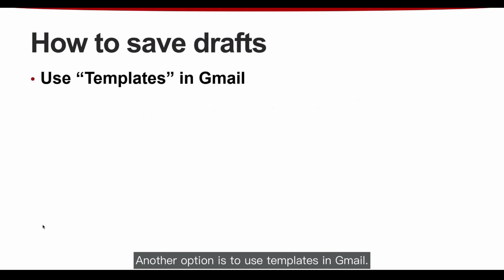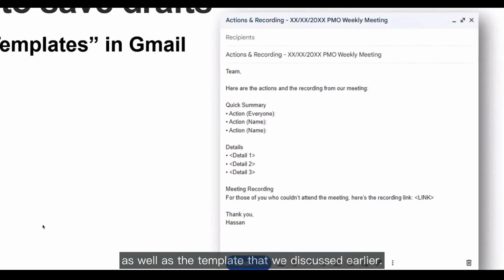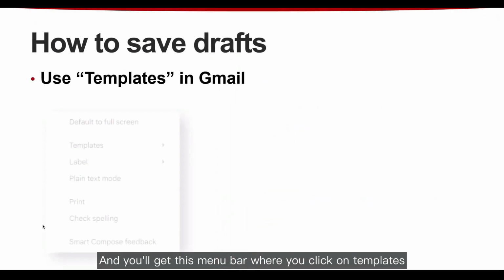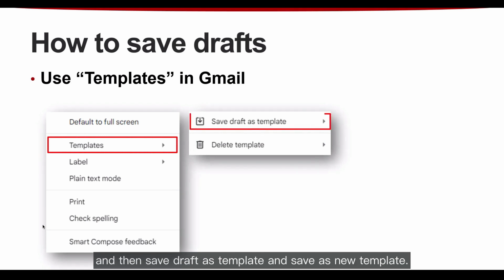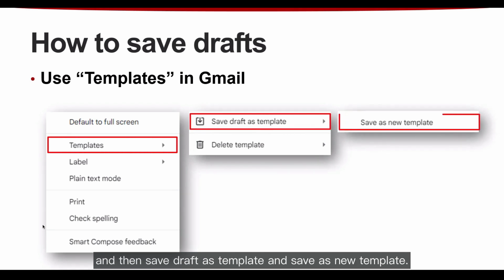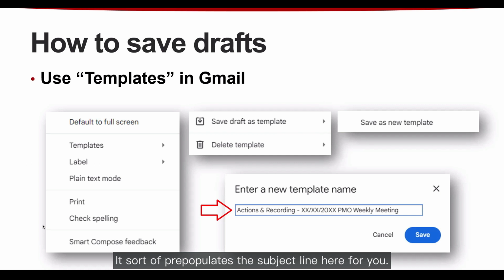Another option is to use templates in Gmail. In Gmail, you simply click on compose a new message and then populate it with the subject line as well as the template that we discussed earlier. Then in the bottom right, you see those 3 dots. If you click on them, it gives you more options and you'll get this menu bar where you click on templates and then save draft as template and save as new template. You'll get a window pop up where you can enter a new template name. It pre-populates the subject line here for you, so whatever subject line you had, it just saves you a couple of seconds there, and then you hit save.